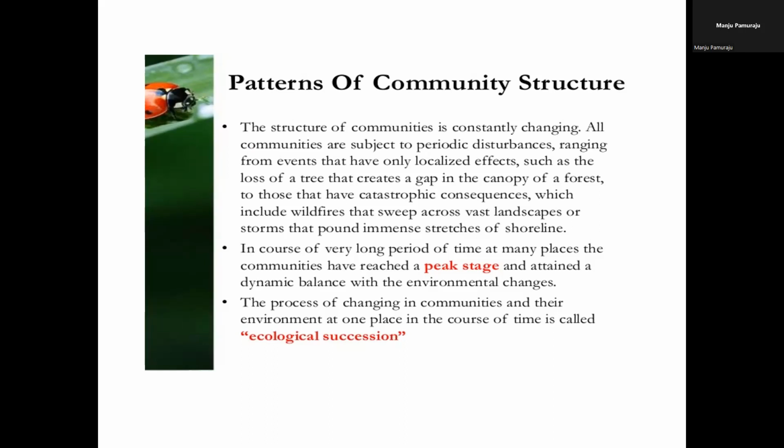Over a very long period of time, at many places, the communities have reached a peak stage and attained a dynamic balance with the environmental changes. The process of change in communities and their environment at one place in the course of time is called ecological succession. So ecological succession is nothing but the constant changing of a particular area, which is occupied by different communities.